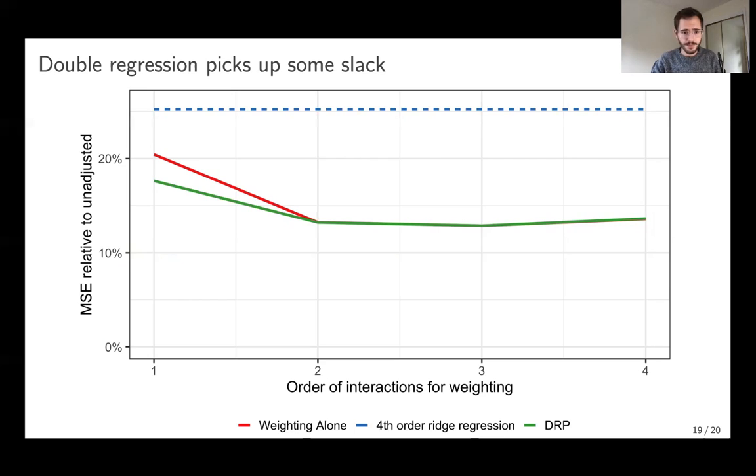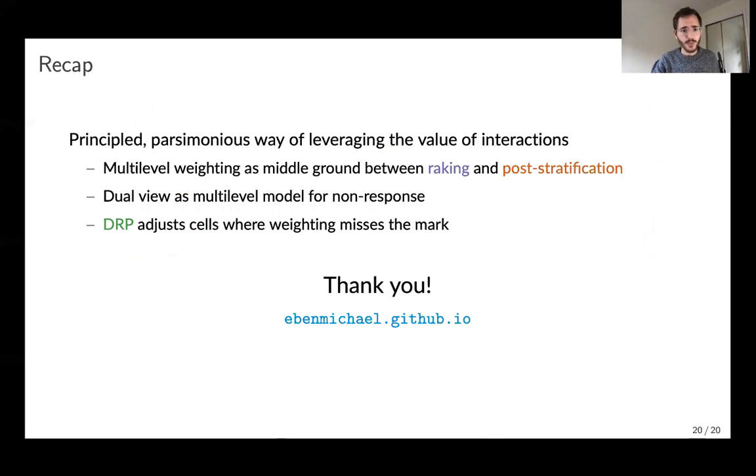So to recap, what we do in this paper is we have a principled and parsimonious way to leverage the value of interactions by creating a middle ground between raking on margins and post-stratification. And because we're only approximately post-stratifying, we combine with an outcome model in this approach that we call DRP to adjust for the cells where weighting just isn't getting the balance that we expect it to.